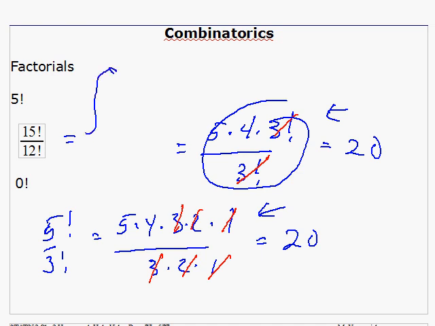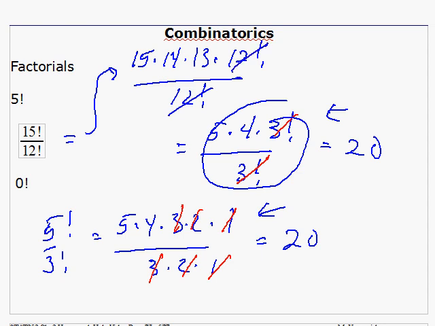So I'll do this one up here. I can go down 15, 14, 13, 12 factorial. Here's 12 factorial. I just cross those out, and now 15 times 14 times 13 is the answer. Because it can be abbreviated this way, we actually can get a value for 0 factorial. Because this is not algebra, I won't give you the proof, but 0 factorial is equal to 1.